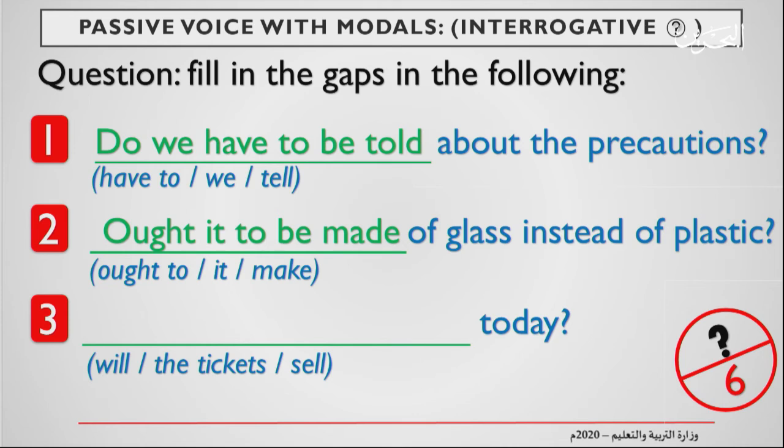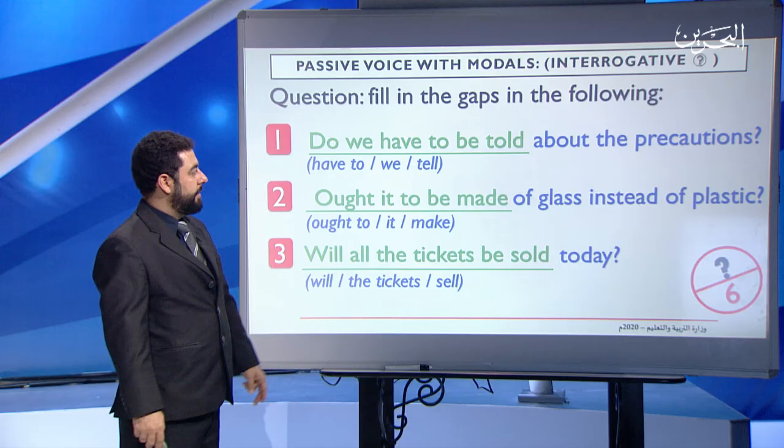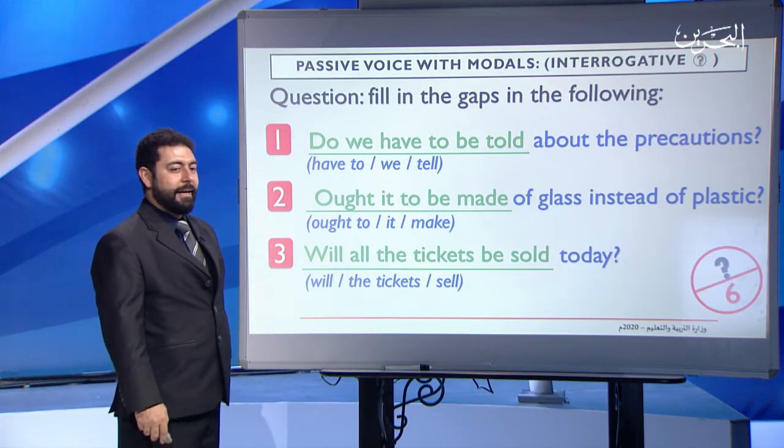Okay, let's check the answer. The answer is, will all the tickets, okay, will the tickets or all the tickets be sold today? Be sold today. Now, mark yourself out of six. That means 2 marks for each. And let's carry on.